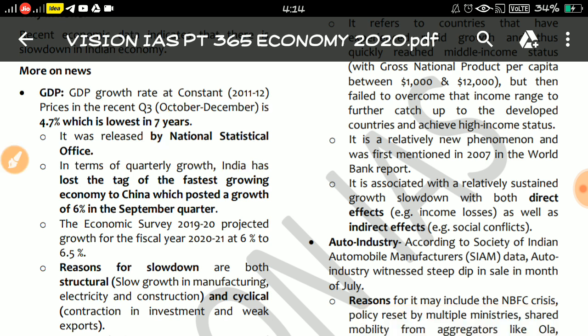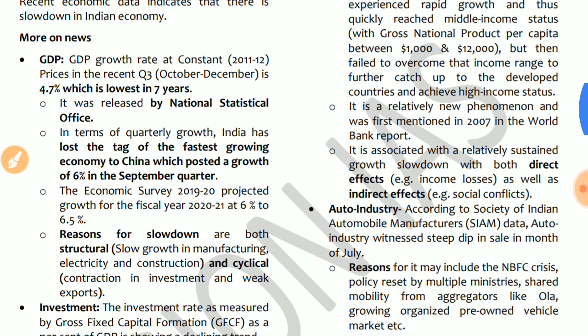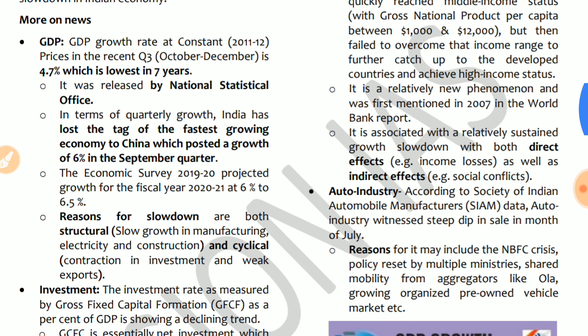Apart from that, in terms of quarterly growth, India has lost the tag of the fastest growing economy to China. Earlier we were the fastest growing economy in the world, but as of now, China is growing at 6.6%, and we are no more in a position to be called the fastest growing economy in the world.